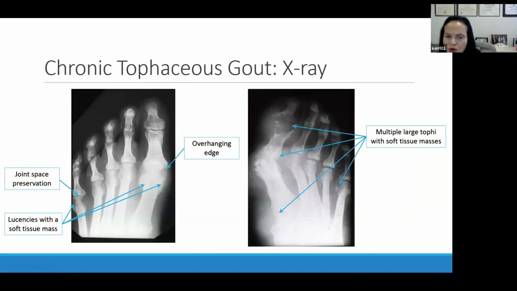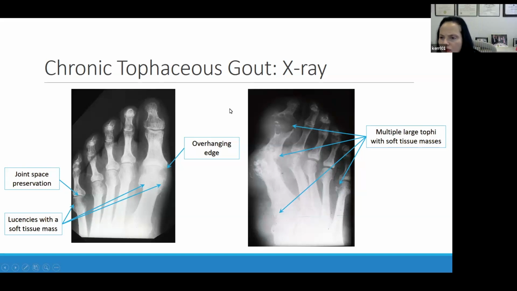Much earlier on, before we see such huge tophi clinically, we can pick them up on x-rays, and I always x-ray the feet of any patient that I'm meeting for the first time with gout to determine whether or not radiographic tophi are visible, even though I may not see them on clinical exam. And here's a typical tophus illustrated here. You have preservation of the joint space, but you have loosened erosion with an overhanging edge and a soft tissue mass. So that's the classic early tophus.